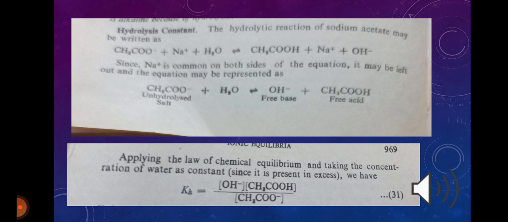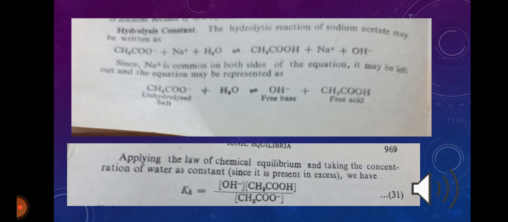The equation may be represented as sodium acetate, the unhydrolyzed salt, plus water molecule gives rise to free base OH minus, the hydroxyl ion, which is a free base, plus free acid, acetic acid CH3COOH, which is a free acid. So now what we have to do is apply the law of chemical equilibrium, taking the concentration of water as constant.